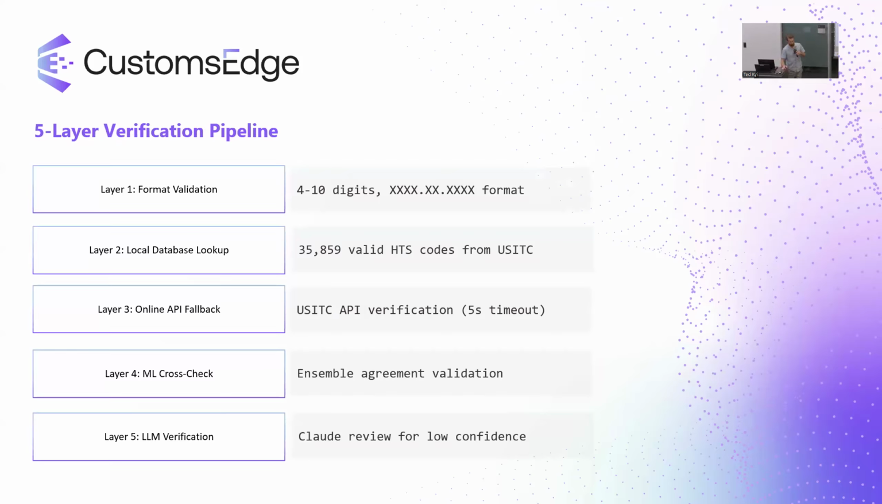So those two components, that's layers 4 and 5, the ML and LLM, but we also have basic format validation and then a database lookup if the client has existing assets. And then the US ITC, which is the maintainer of these codes, does have an API to verify. However, it only verifies that the code is a real code, right? Not necessarily that you classified it correctly, right?